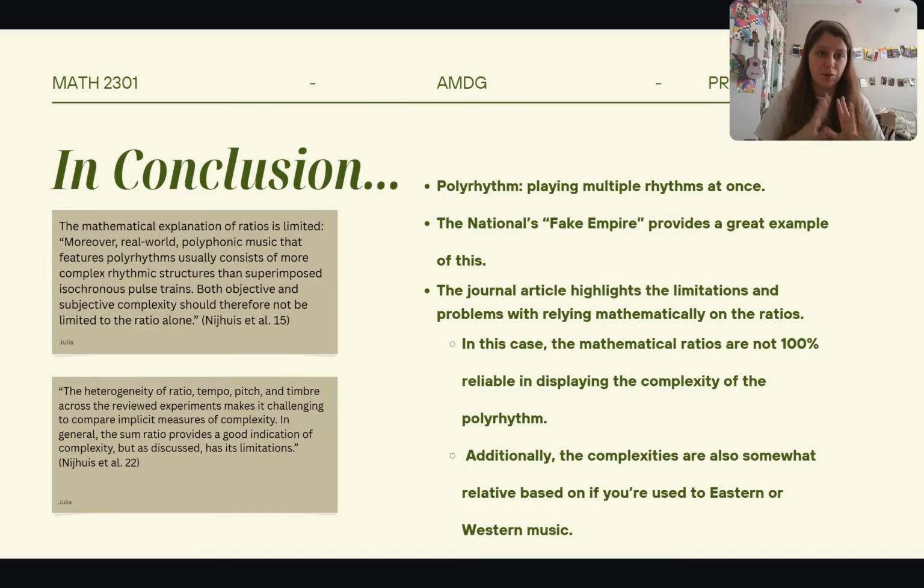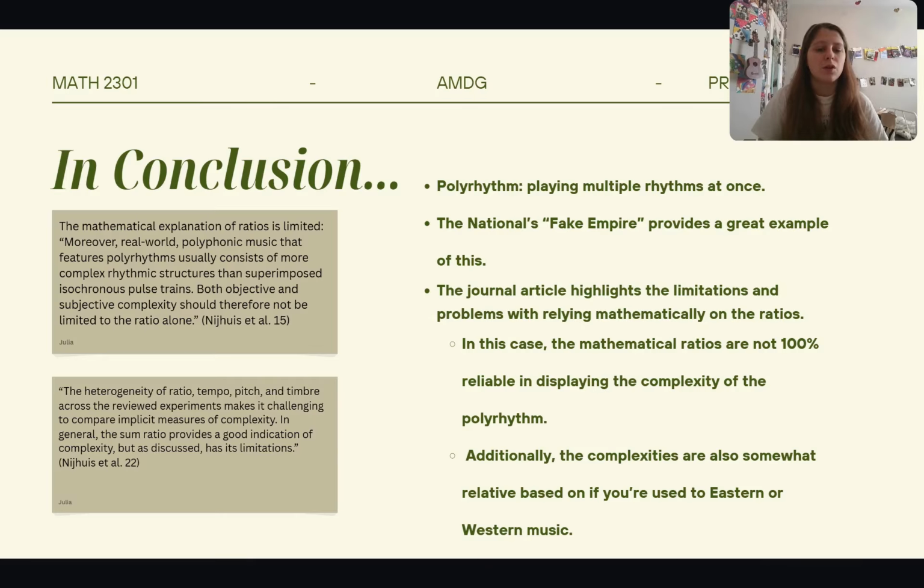Just to sum everything up real quickly, polyrhythm is playing multiple rhythms at once, and The National's Fake Empire provides a great example of this. The journal article highlights limitations and problems with relying solely on the mathematical ratios. In this case, the mathematical ratios are not 100% reliable in displaying the complexity of polyrhythm. As we saw on the Farey tree, 2 to 5 is the same level as 3 to 4.